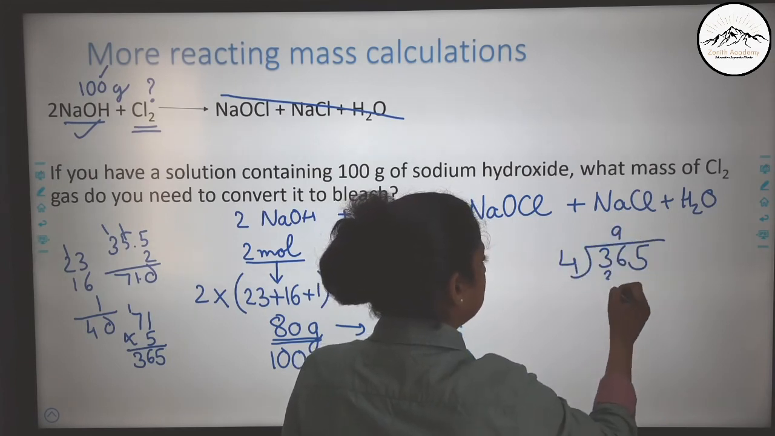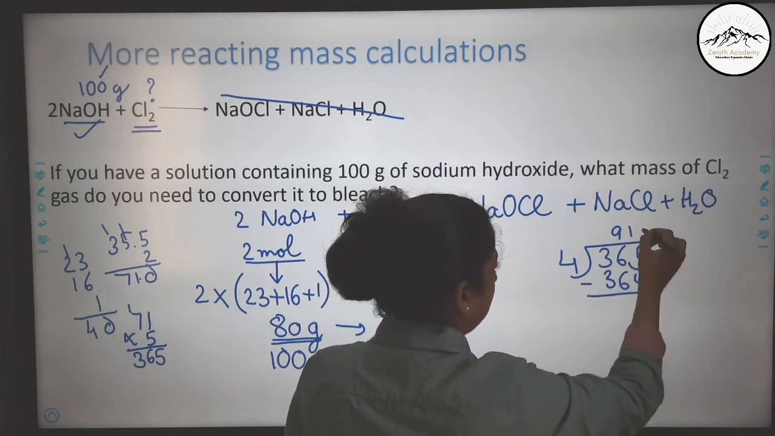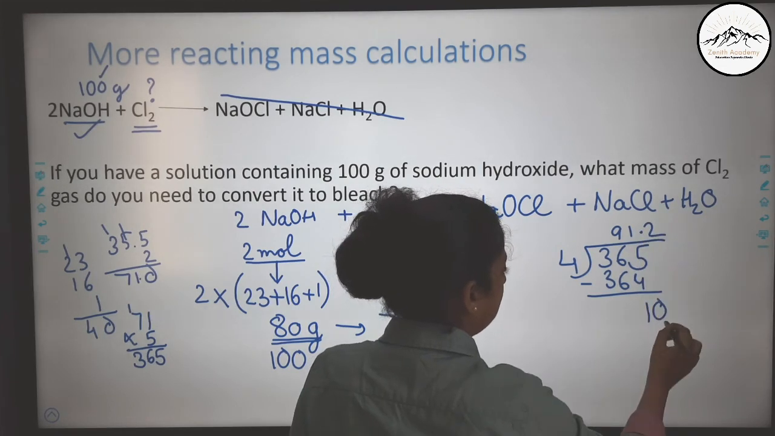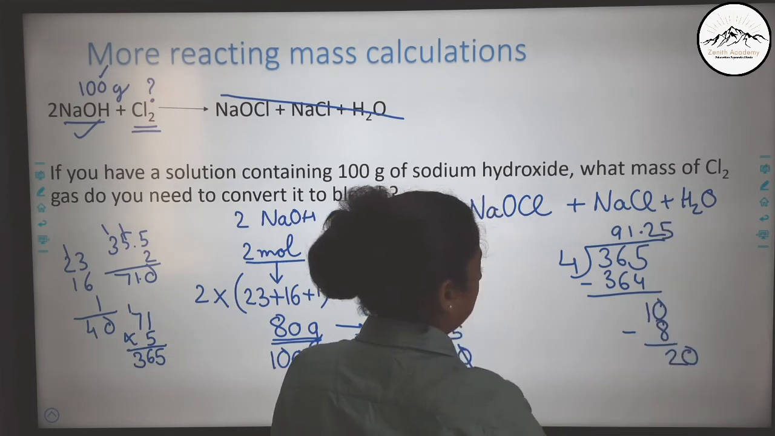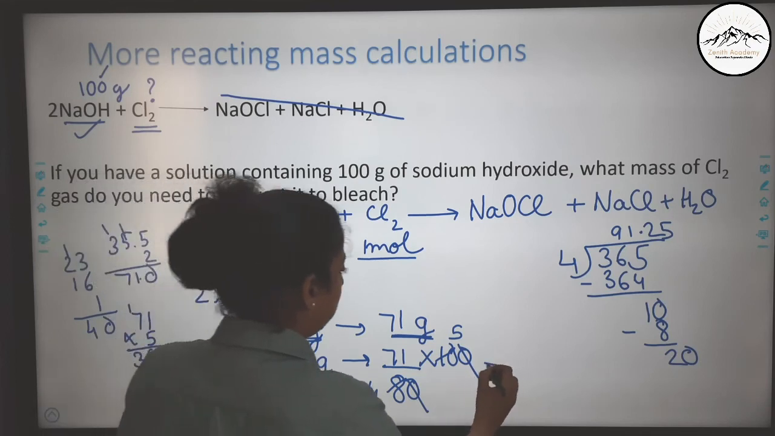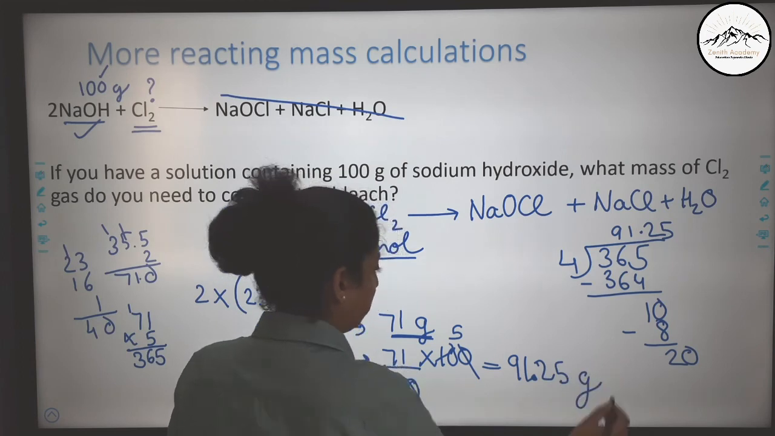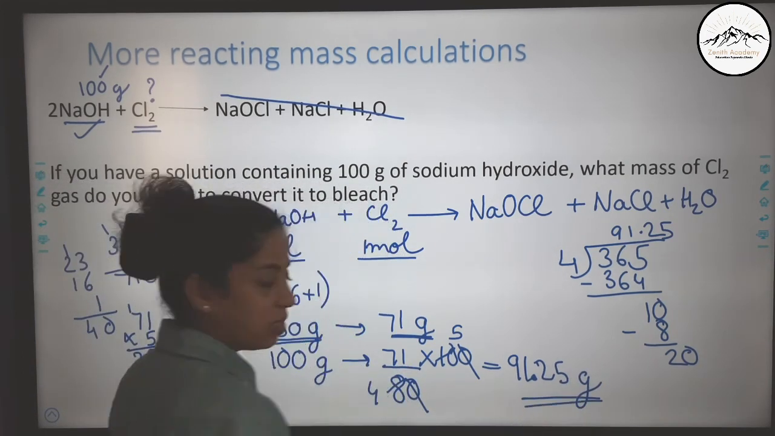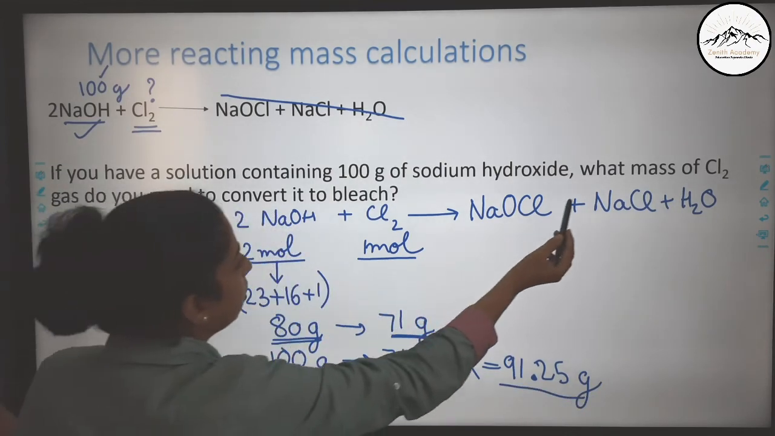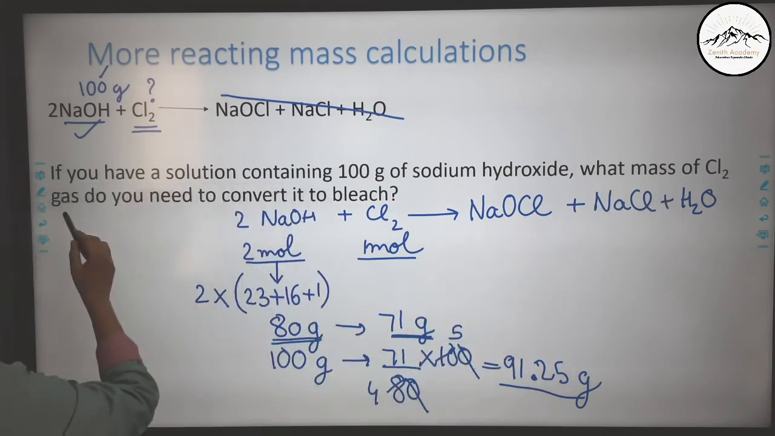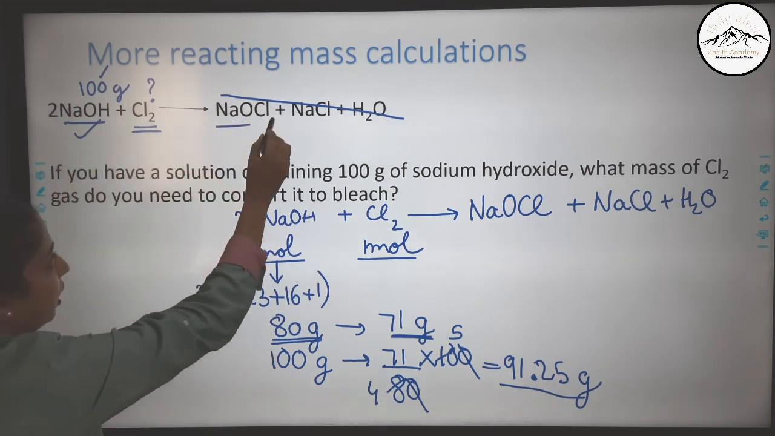4 9s are 36. 4 1s are 4. 4 2s are 8. 4 5s are 20. Okay. So the answer is 91.25 grams. So now you can say that 91.25 grams of chlorine gas is required to convert 100 grams of NaOH to bleach.